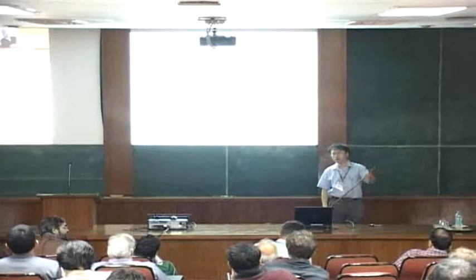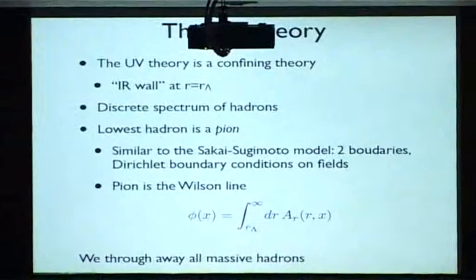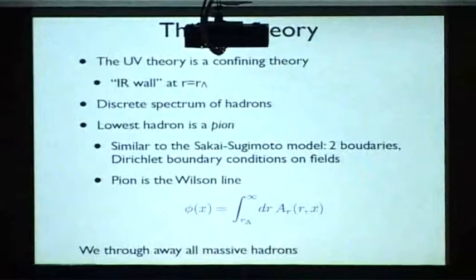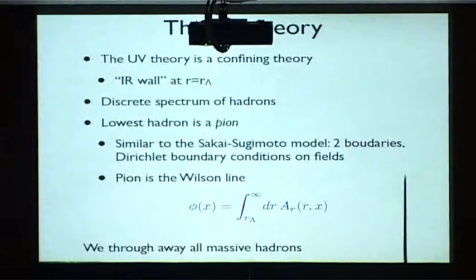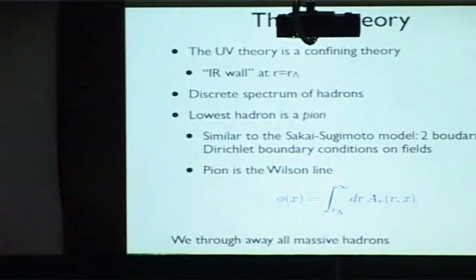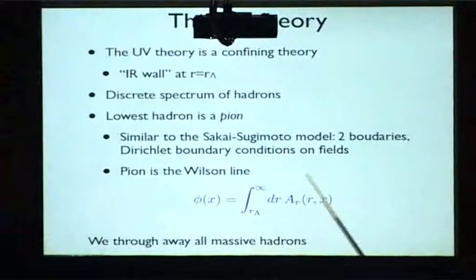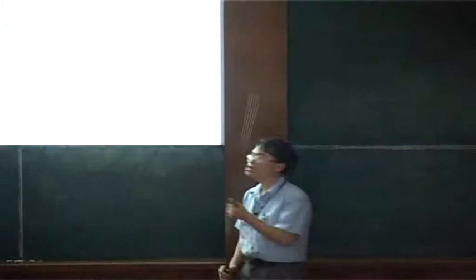Okay, so let's now look at the ultraviolet theory. The ultraviolet theory should be a confining theory, and that is because we have imposed an artificial infrared wall at R equals R lambda. It is like the way people model confinement. They take the AdS space and then cut off the space at some infrared scale and declare that that scale is lambda QCD. So the spectrum of the ultraviolet theory is discrete. If we decompose the gauge field into normal modes, the cavity modes between these two boundaries, then we would see the discrete spectrum of hadrons.